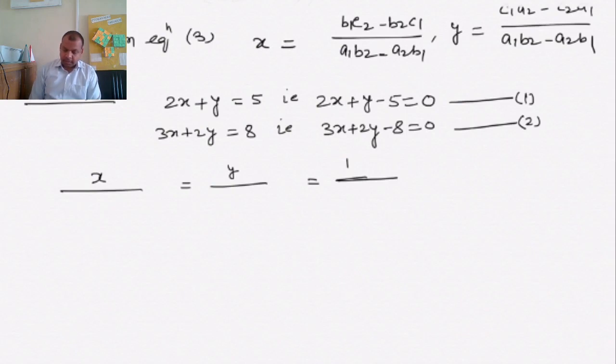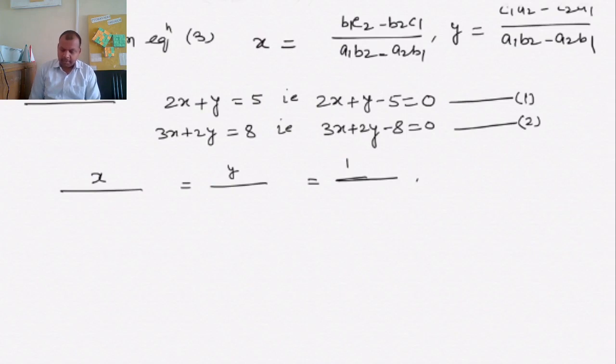With the help of the diagram, we can write x upon b1 c2. But first of all we have to check whether it has a unique solution or not. So here a1 is 2, a2 is 3, so a1 by a2 is 2 by 3, and b1 is 1, b2 is 2, b1 by b2 is 1 by 2. So we see that a1 by a2 is not equal to b1 by b2. Therefore this pair of equations has a unique solution, and hence we can find it by using the cross multiplication method.